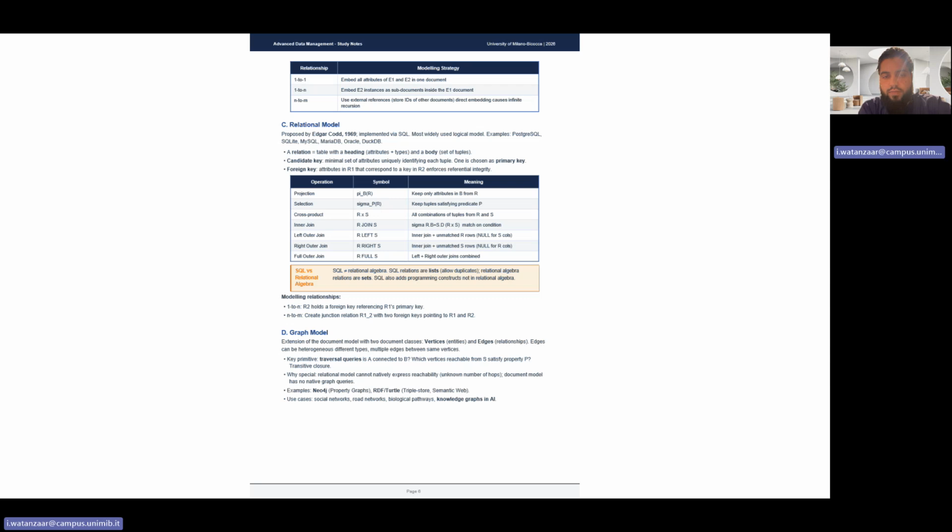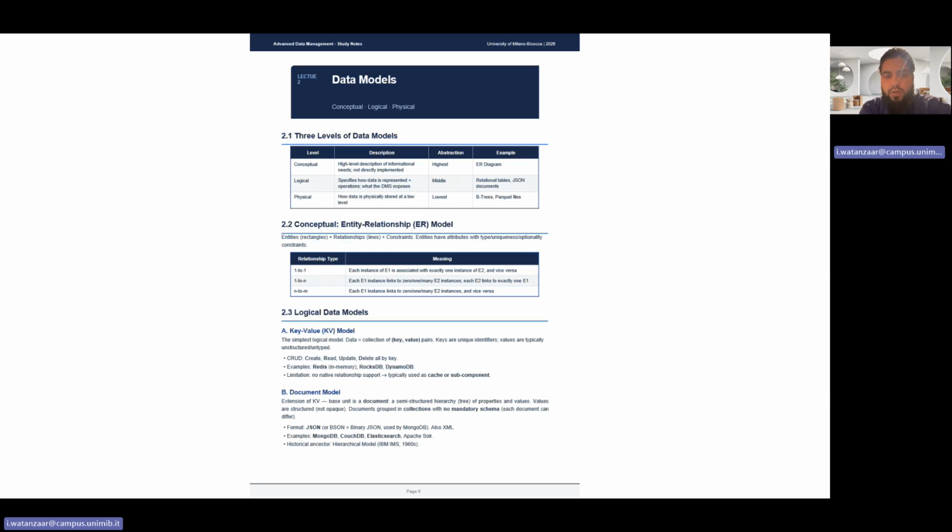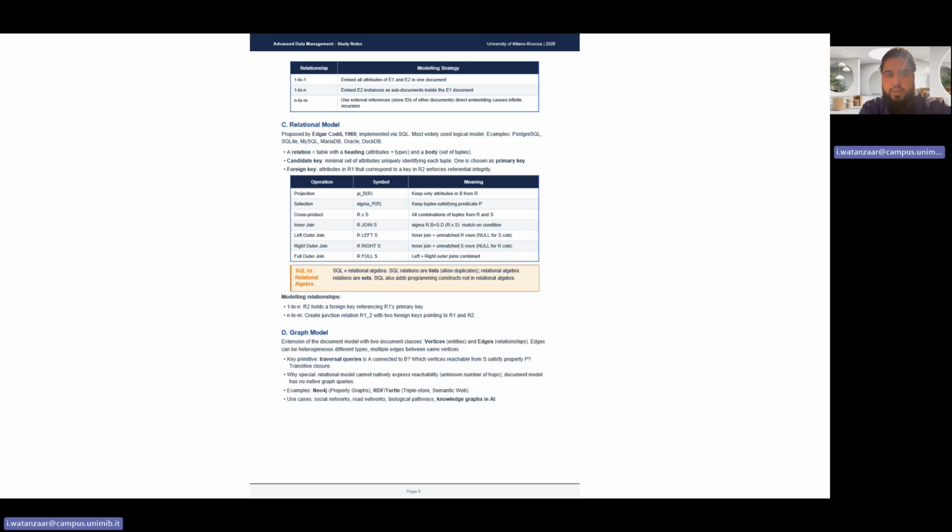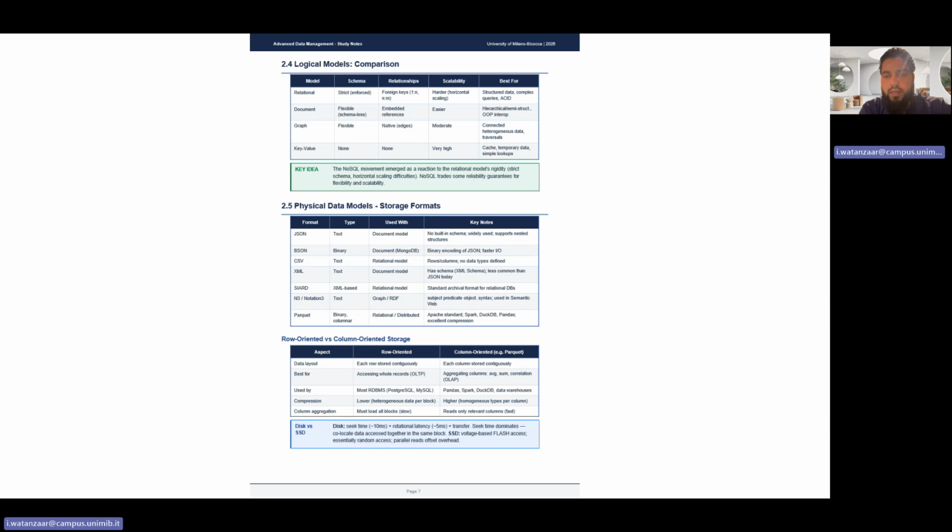So these are the logical data models. We started from the key value pair, then discussed the document model, then the relational model, and the fourth one is the graph model. Now we will quickly see a comparison of all these models across different aspects like schema, relationships, scalability, and the best use case of each logical data model and where we can apply it.